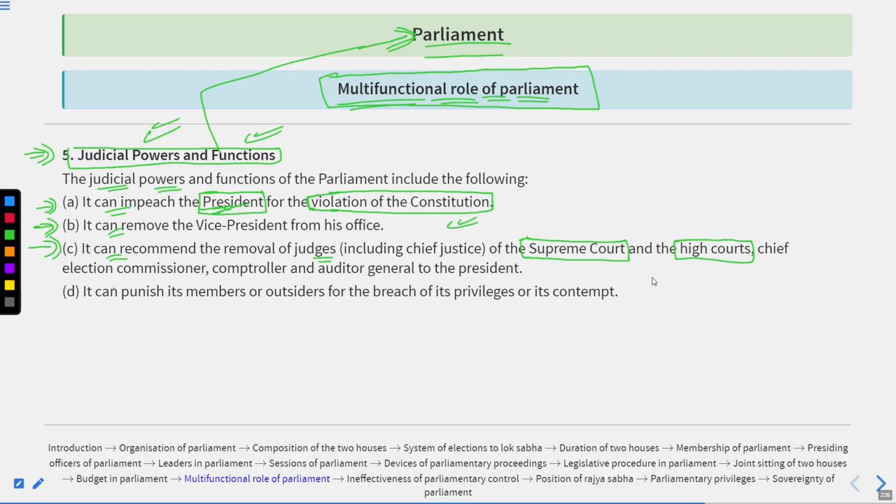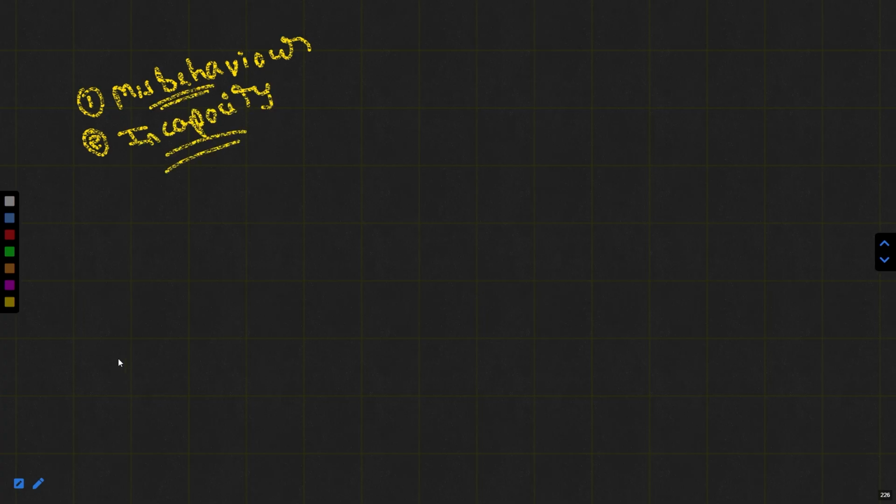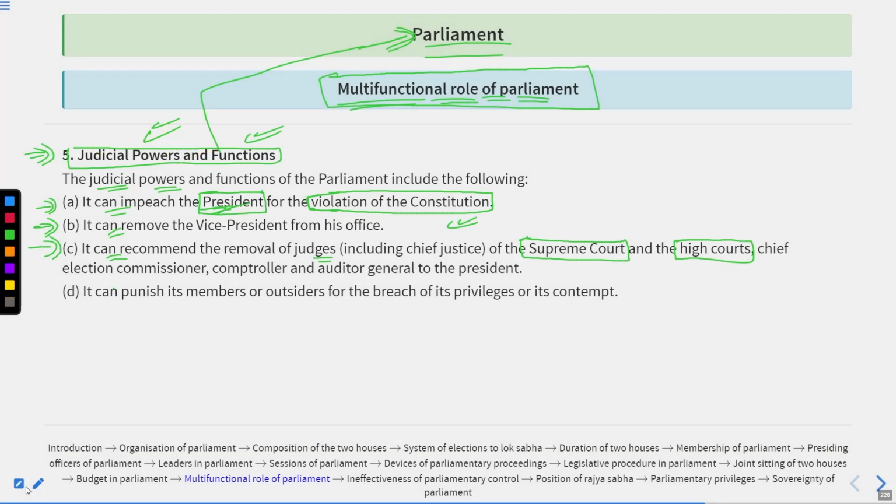Now, I'm going to ask you a simple question. On which two grounds could the impeachment of Supreme Court and High Court judges be carried out? Again, I'm repeating. On which grounds could the removal or impeachment of High Court and Supreme Court judges be carried out? The two grounds are, first, misbehavior, and second, incapacity. So what do we understand by them?